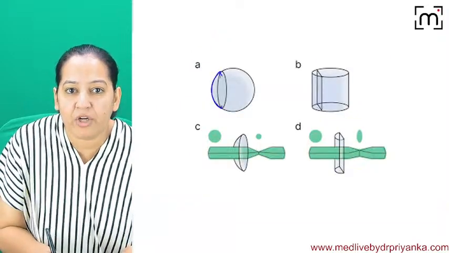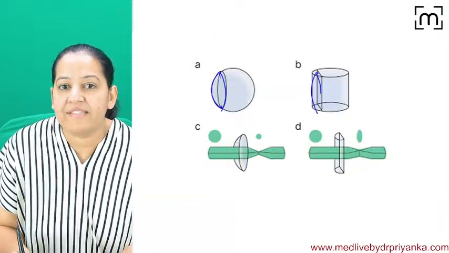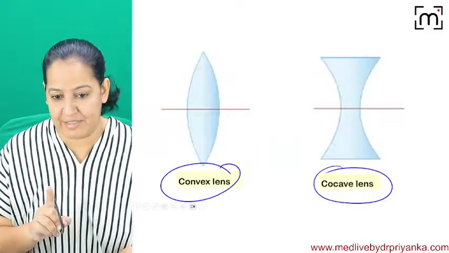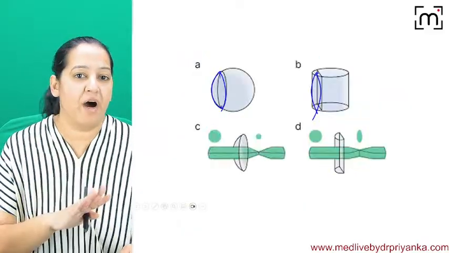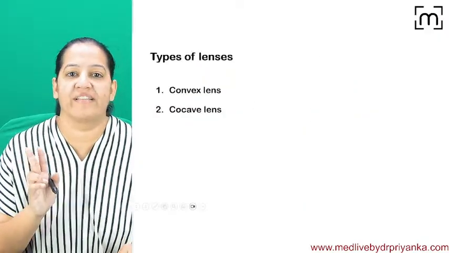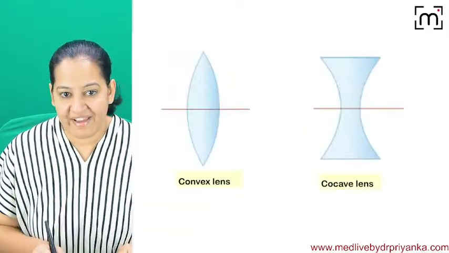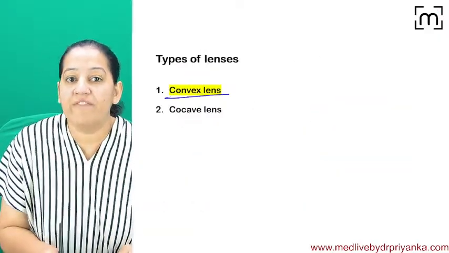You can see a lens is a part of a sphere or part of a cylinder. So there are two types of lenses, spherical lenses and cylindrical lenses. They are a part of a sphere or a cylinder, and they are convex and concave. So what are the two types? Convex and concave. One by one we will take.